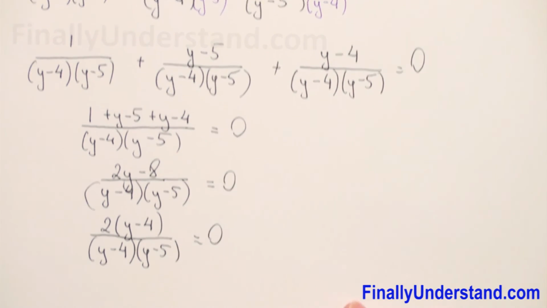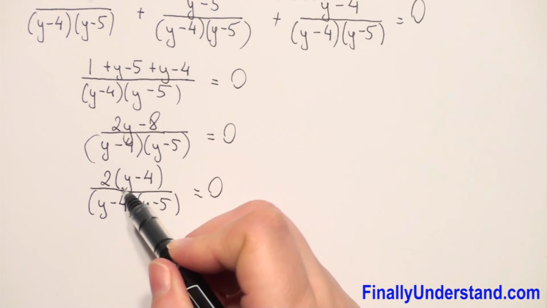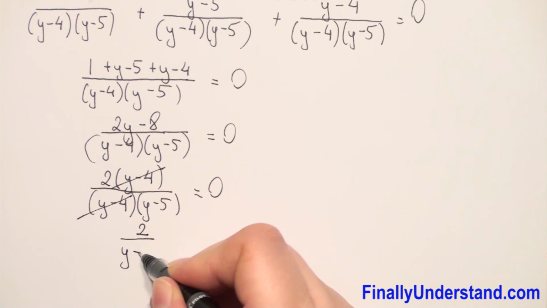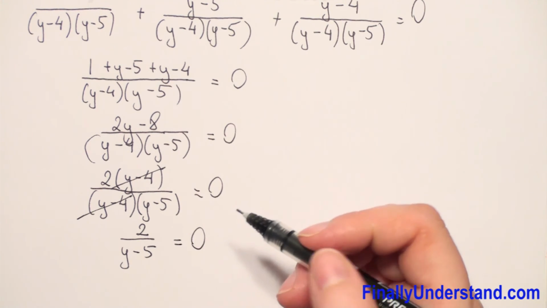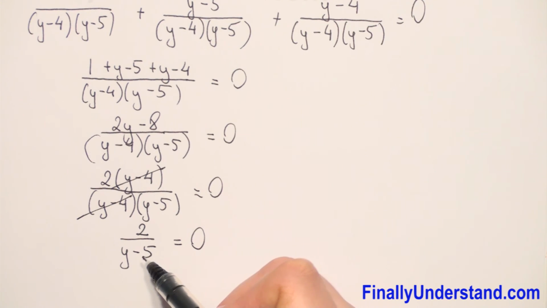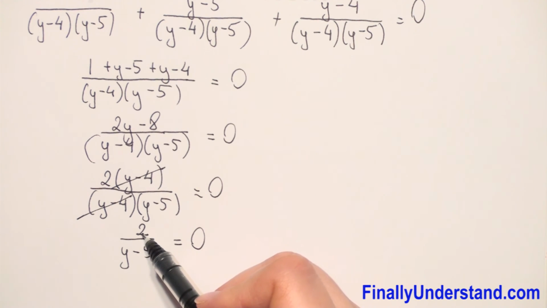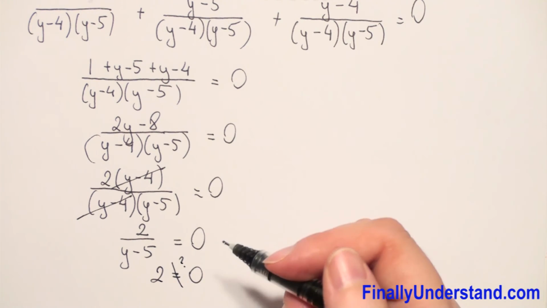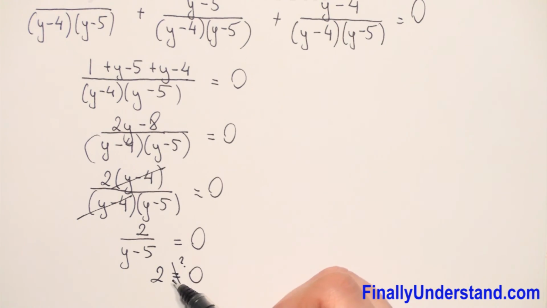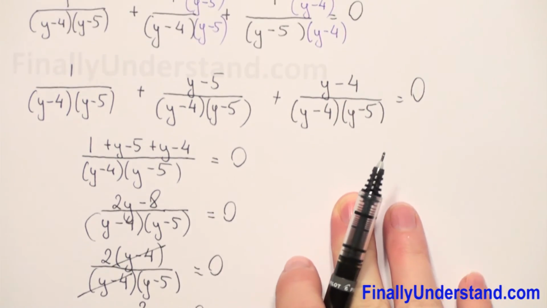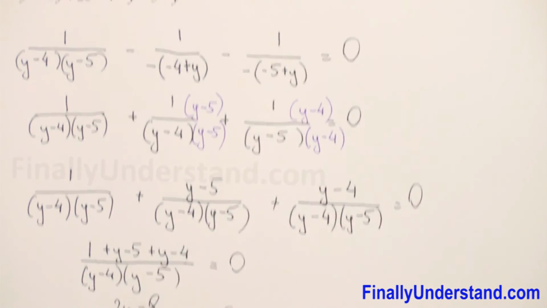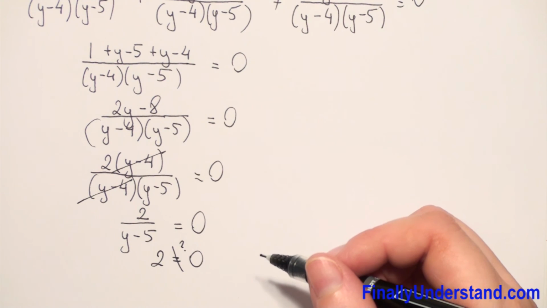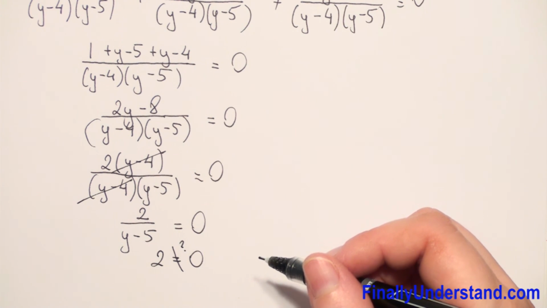When we have multiplication, we can reduce y minus 4 and y minus 4, so we have 2 over y minus 5 equal to 0, because the denominator cannot be 0, and in the numerator we have 2. Is 2 equal to 0? No. So what does it mean? It means that our fractional equation doesn't have a solution. So we can write that we don't have a solution.